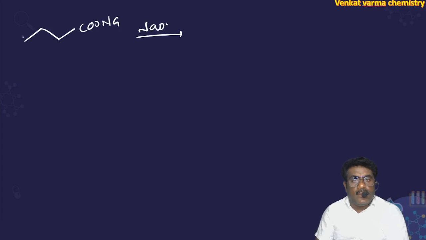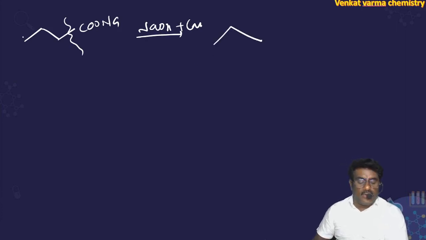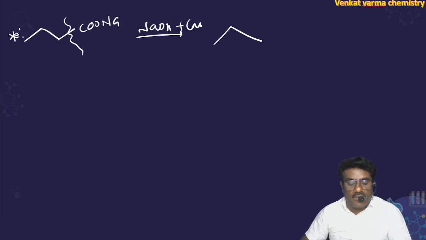Let's look at one more example. With COONa and soda lime, NaOH plus CaO, simply breaking of COONa and adding of hydrogen gives propane. This is for decarboxylation. I will look at the next method.